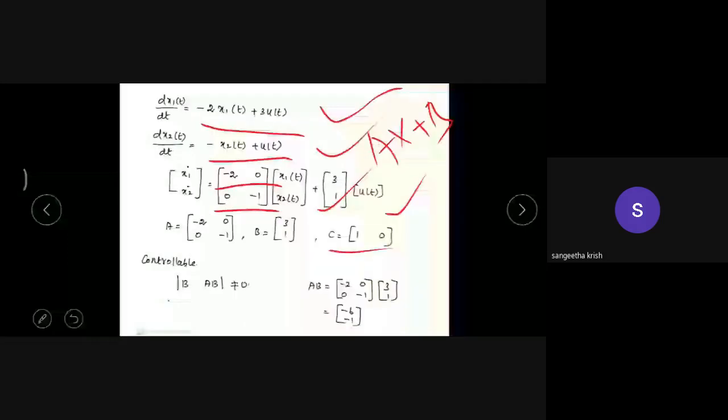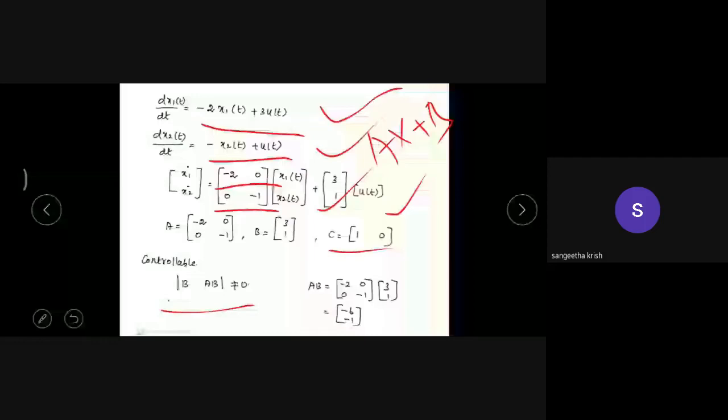To check the controllability and observability of the system, I can go for Kalman's test. It's the easiest method to check observability and controllability. There are so many methods, but we prefer Kalman's test. To check controllability, find the determinant where the first column should be B, the second column should be AB.